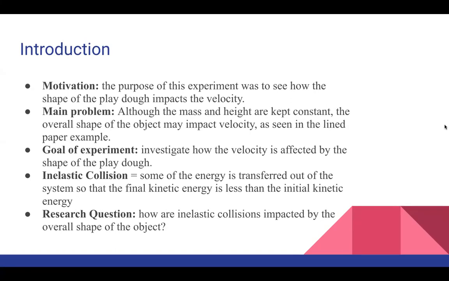And the main problem is although the mass and height are kept constant, the overall shape of the object may impact the velocity, as seen in the lined paper example, which I just explained. The goal of the experiment is to investigate how the velocity is affected by the shape of the Play-Doh. And we know that an inelastic collision means that some of the energy is transferred out of the system so that the final kinetic energy is less than the initial kinetic energy, although momentum is kept constant. And our research question is: how are inelastic collisions impacted by the overall shape of the object?